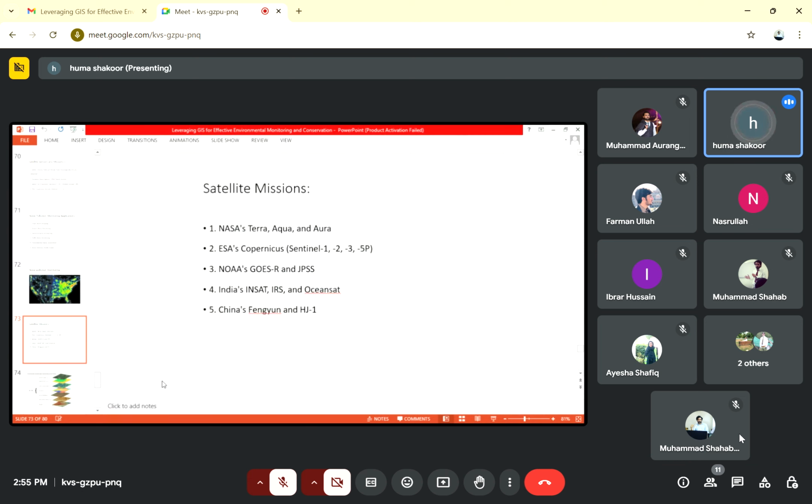These are, again, the satellites on missions to collect data on environmental parameters from space.